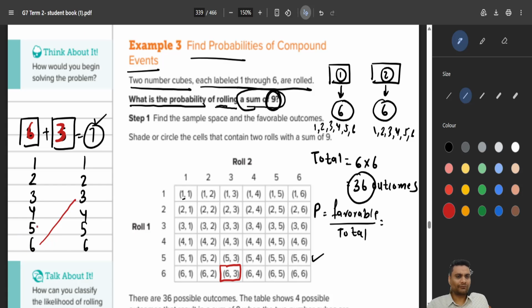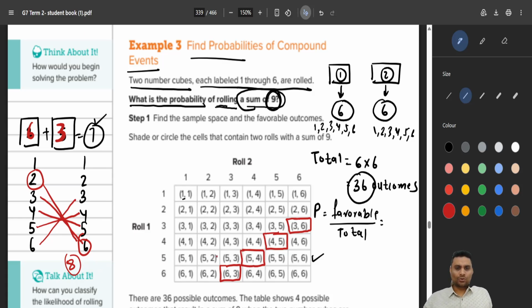Any other combination? Go one step above. 5 and 4 can also give you a 9, correct? So yes, 5 and 4, second combination that can give me a 9. Then 4 and 5 can also give me a 9. Yes, here 4 and 5 can also give me a 9. Then 3 on the first and 6 on the second. 3 and 6 can also give me a 9. Yes. If I go to 2, it can join with the 6, but 2 and 6 will give me 8 only. So now I cannot get any 9.